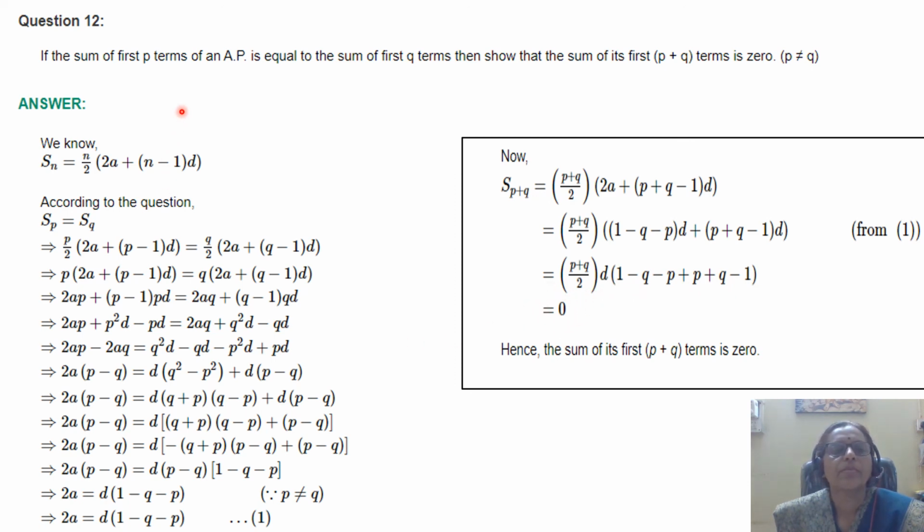So when sum of p terms is equal to sum of first q terms, then S of p plus q is 0. This we have shown.